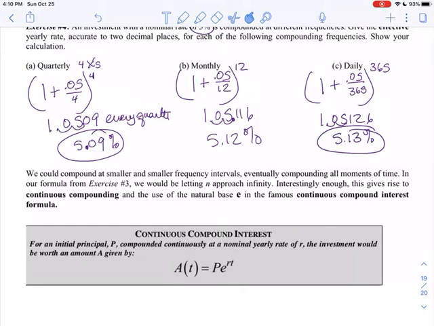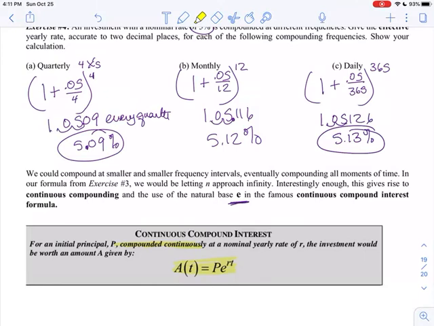All right, so you can keep on compounding on smaller and smaller frequency intervals, eventually compounding at all moments of time. In our formula from exercise 3, we would be getting n as n approaches infinity. Interestingly enough, this gives rise to continuous compounding, meaning it's always being compounded, and use of the natural base e. Remember that e that we learned? This is the whole reason that we learned it, in the famous continuous compound interest formula.